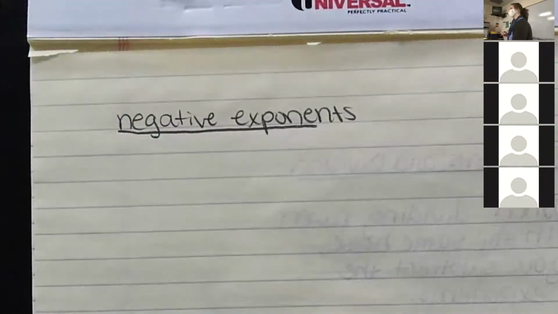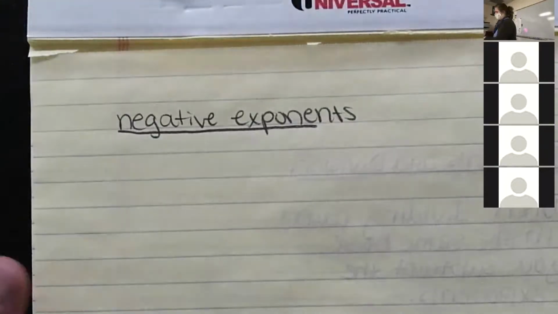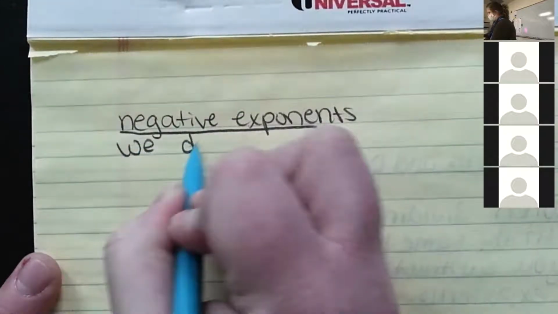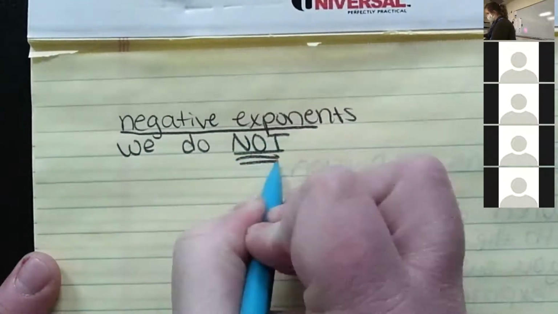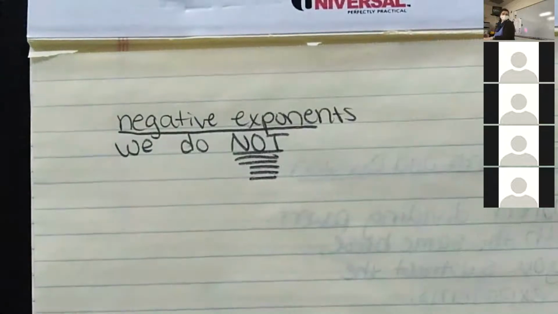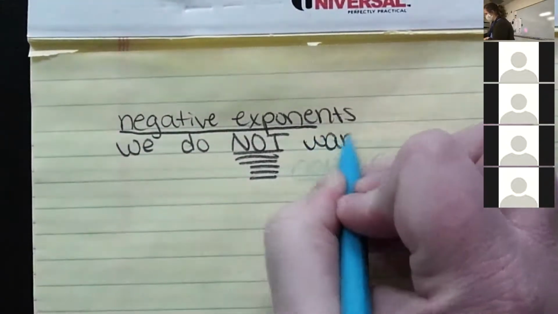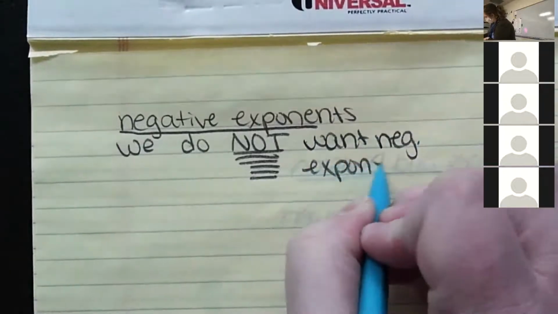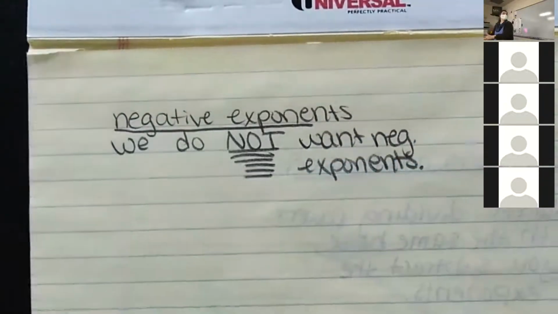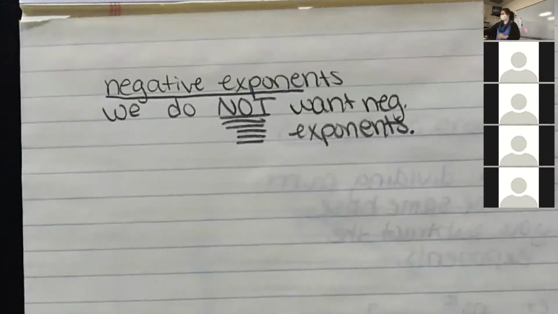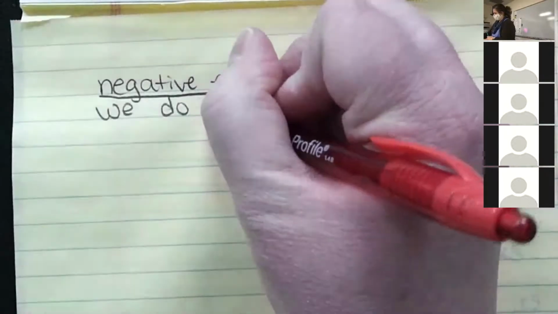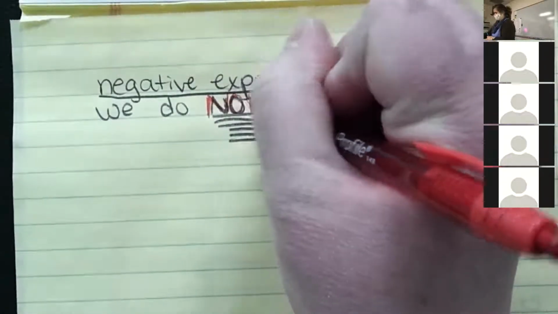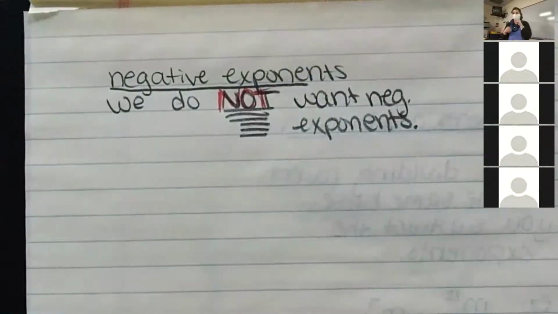Negative exponent. I'm not done reading. We do not want negative exponents. Can't even stress the "not" enough. Write it in red. We do not want them. So we have to change them so that they're not negative exponents.